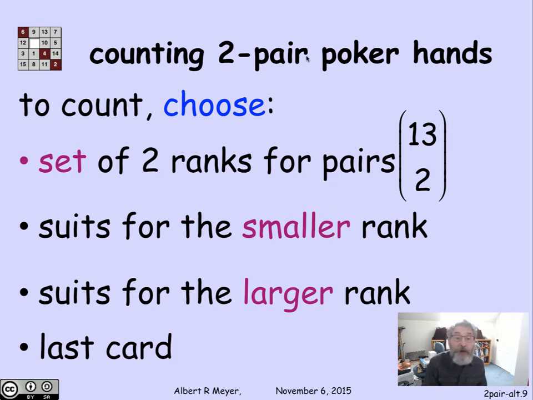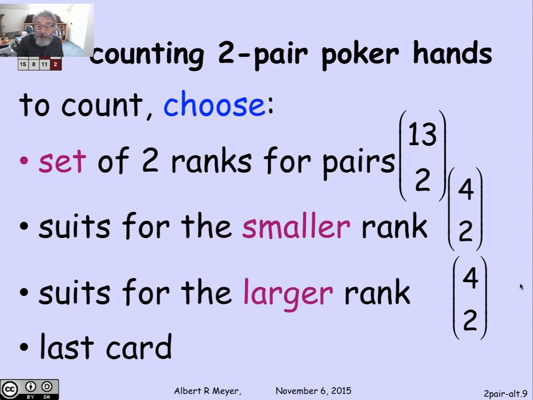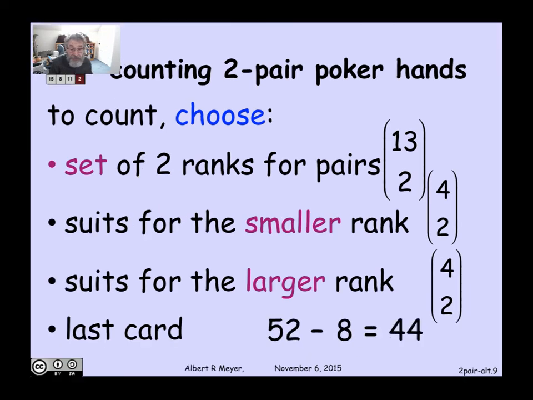So now, if I want to count the number of two-pair poker hands properly, I can say, how many ways are there to choose the two ranks for the pairs? Well, choose 2 out of the 13 ranks. How many ways are there to choose suits for the smaller rank? Well, 2 suits out of 4. For the larger rank, 2 suits out of 4. And for the last card, 52 minus 8, or 44 choices. Minus 8, because remember, we cannot choose any more cards of the ranks equal to the two pairs that we've selected. So that rules out the 4 that we've used and the 4 that we haven't used, for a total of 8, leaving 44 choices for the last card.